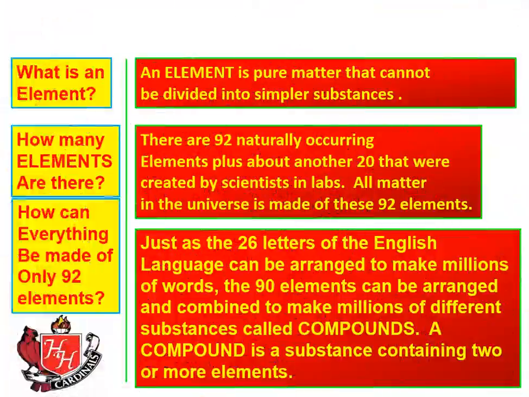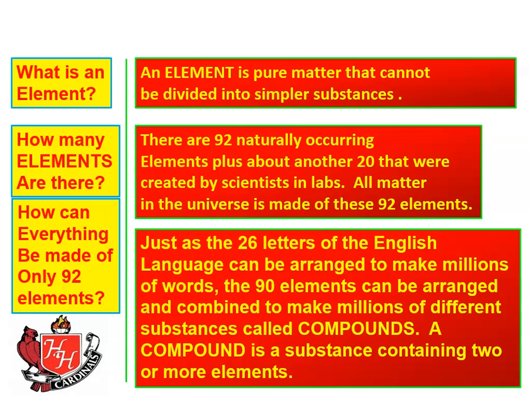All right, so what is an element? An element is pure matter that cannot be divided into simpler substances. How many elements are there? There's 92 naturally occurring elements, plus about another 20 or so that were created by scientists in laboratories. All matter in the universe is made up of these 92 elements. We know every element that's in the universe without exception.